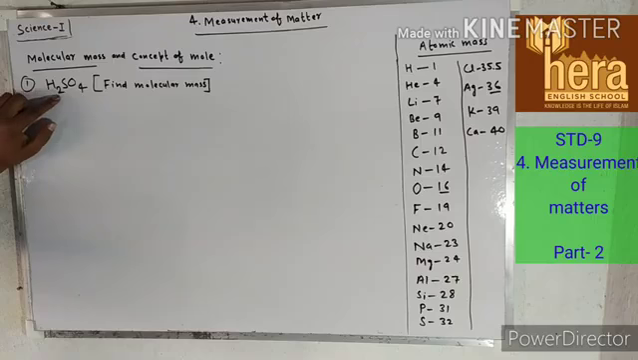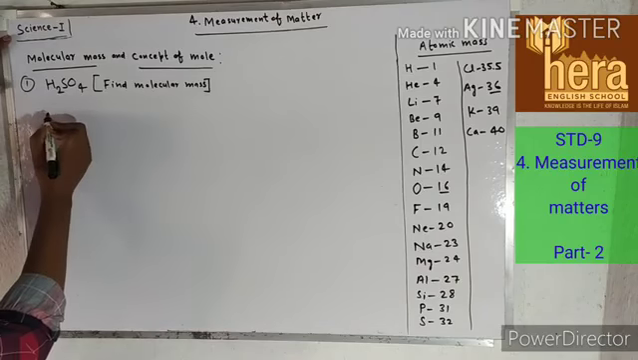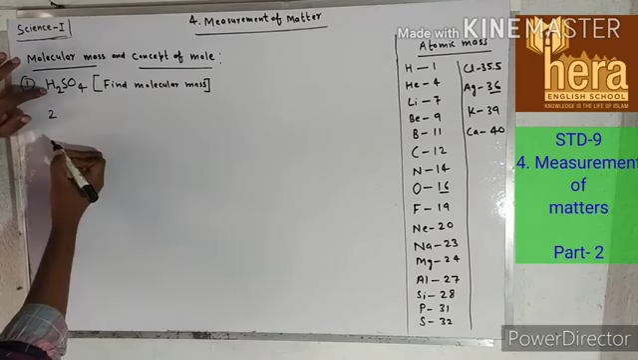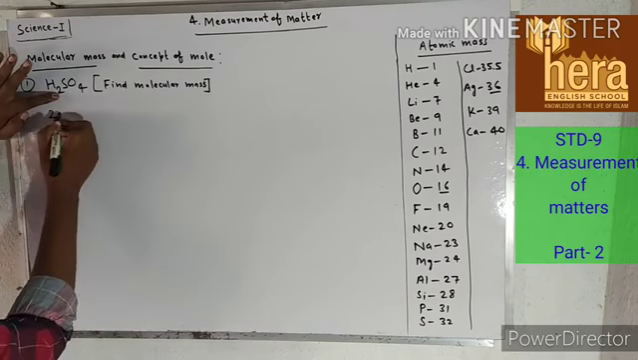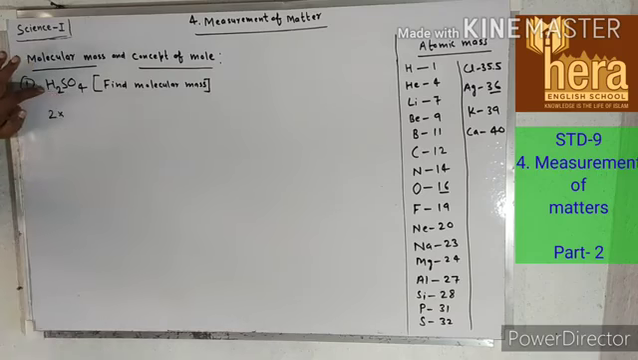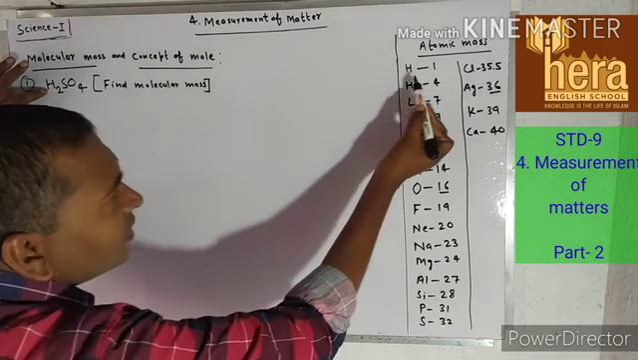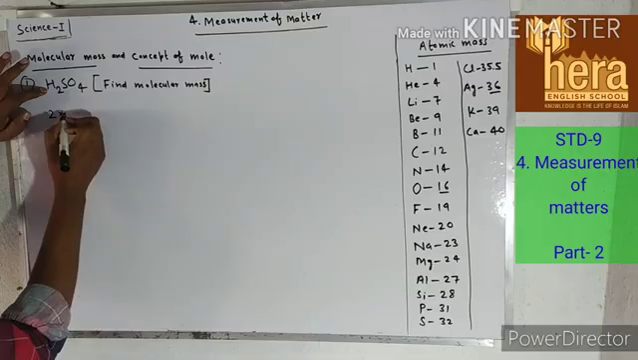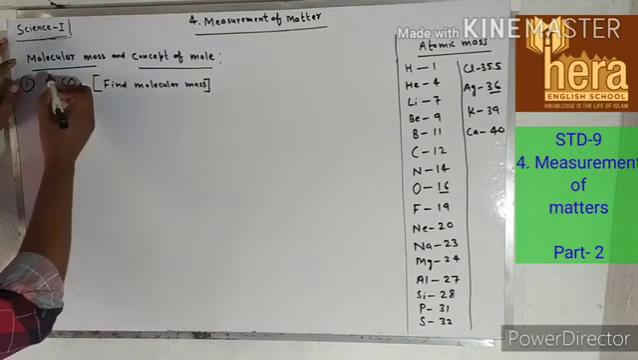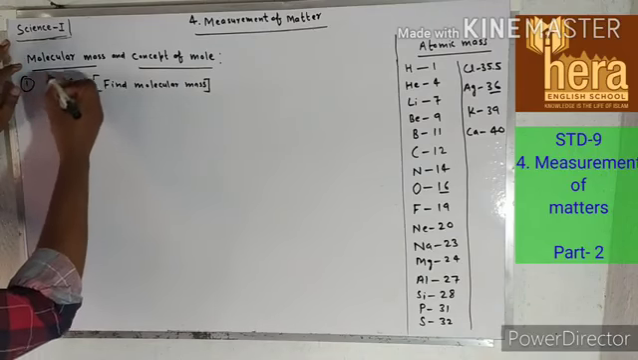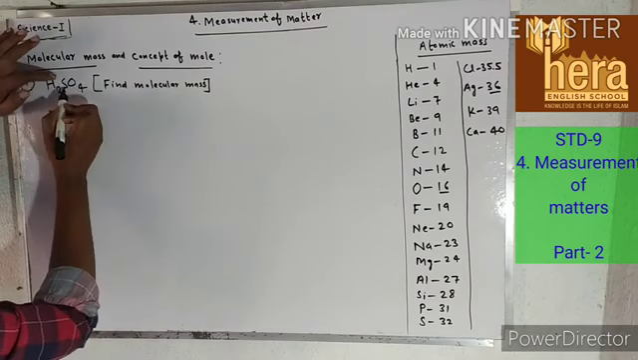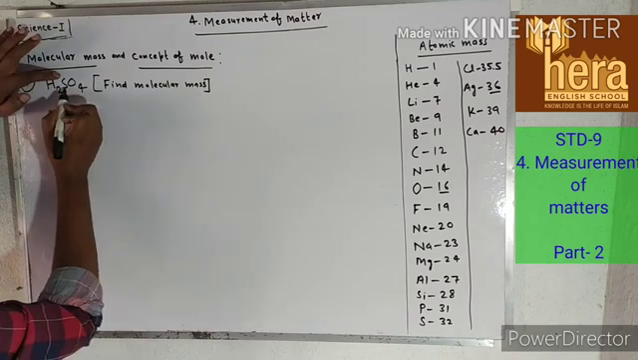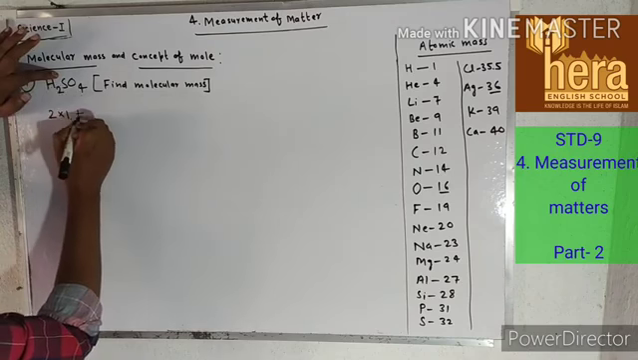See, number of hydrogen atoms is 2, so write here 2 into, see, atomic mass of hydrogen is how much? 1. Right, 2 into 1. Hydrogen finished, I have calculated the atomic mass of hydrogen. Now we will calculate atomic mass of sulfur. So put here a plus sign.